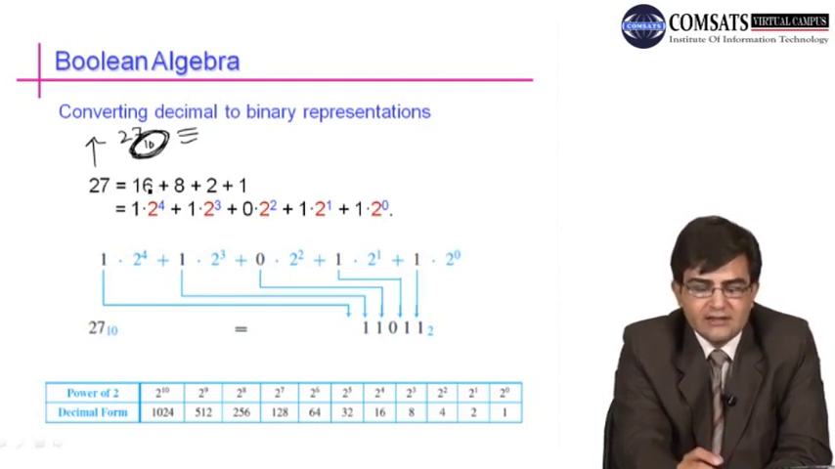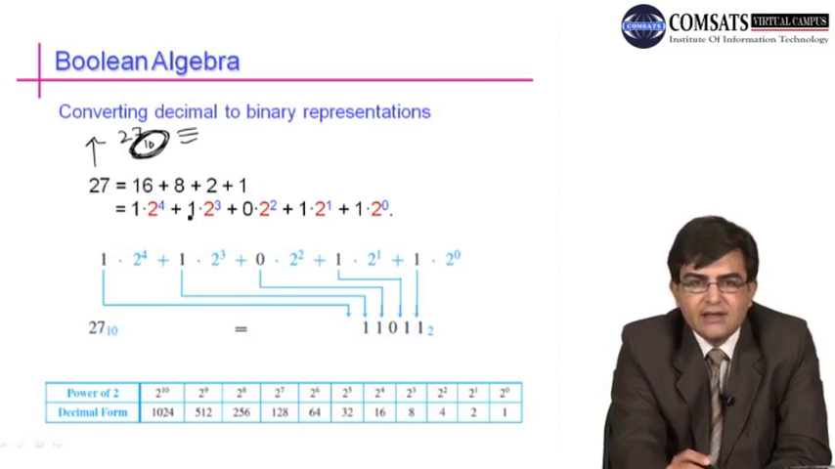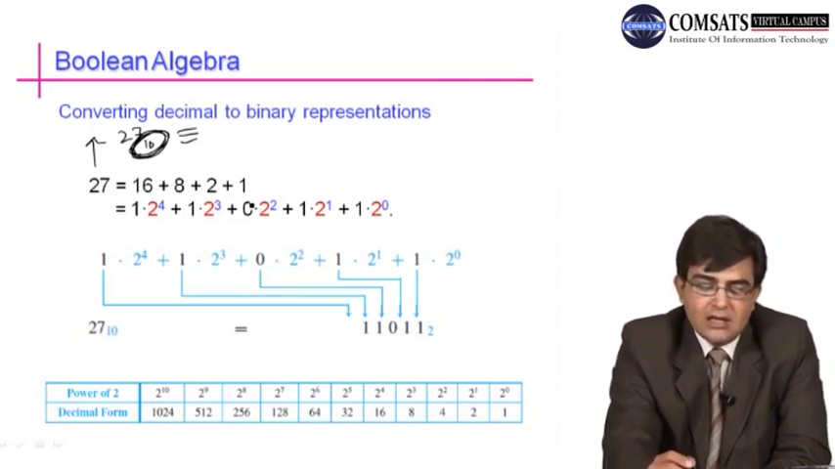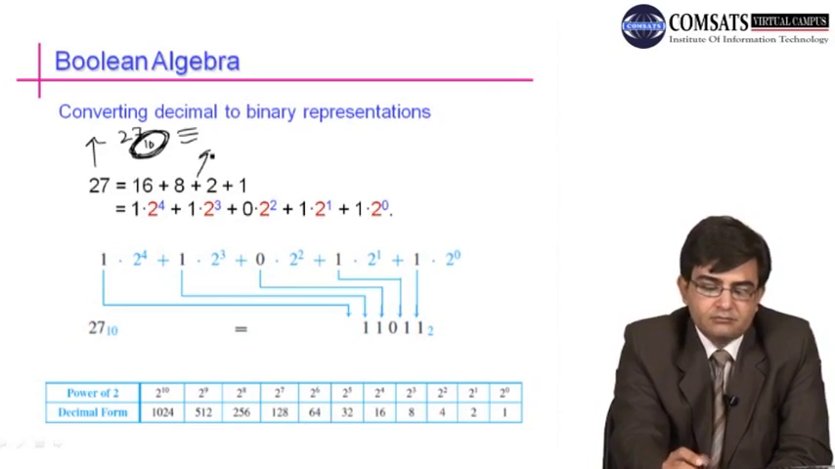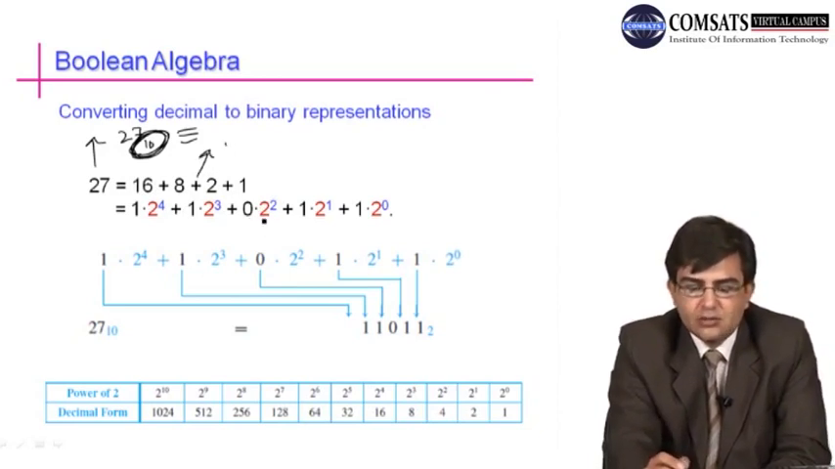27 can be written as 16 plus 8 plus 2 plus 1. So 16 can be written as 1 into 2 power 4, plus 8 which is 1 into 2 power 3, and then we have a missing number, so we write 0 into 2 power 2, plus 1 into 2 power 1, plus 1 into 2 power 0.